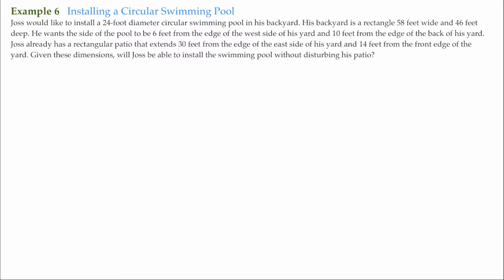It says, Joss would like to install a 24-foot diameter circular swimming pool in his backyard. His backyard is a rectangle 58 feet wide and 46 feet deep. He wants the side of the pool to be 6 feet from the edge of the west side of his yard and 10 feet from the edge of the back of his yard. Joss already has a rectangular patio that extends 30 feet from the edge of the east side of his yard and 14 feet from the front edge of the yard. Given these dimensions, will Joss be able to install the swimming pool without disturbing his patio?